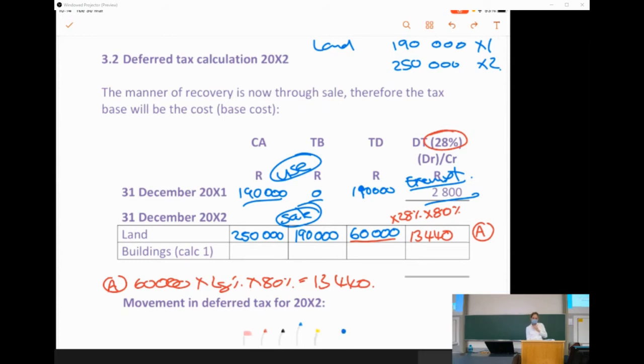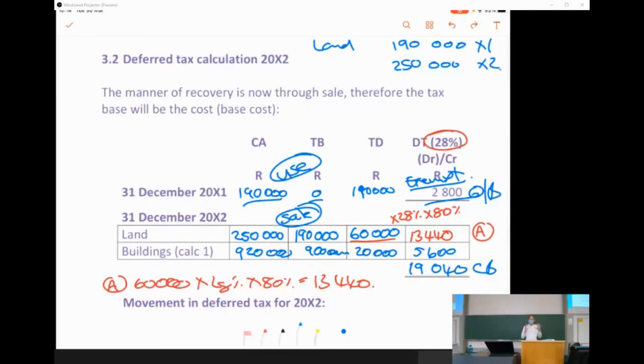Okay, then for buildings, our carrying amount we calculate as 920,000. Our tax base was 900,000, giving us a taxable temporary difference of 20,000. Now we just multiply by 28%, 5,600, giving us a total of 19,040 closing balance. So there's our opening balance, there's our closing balance.